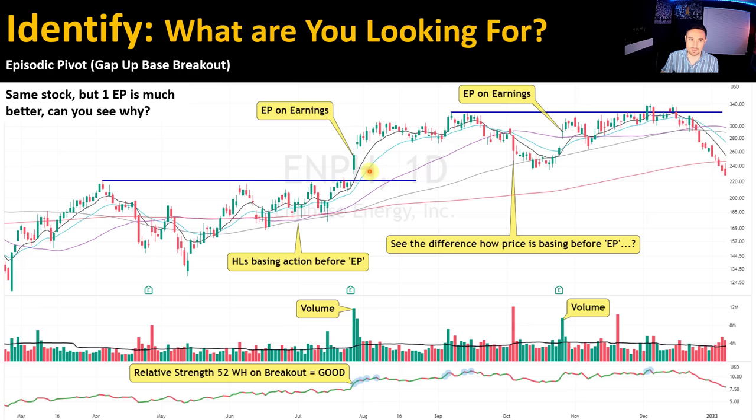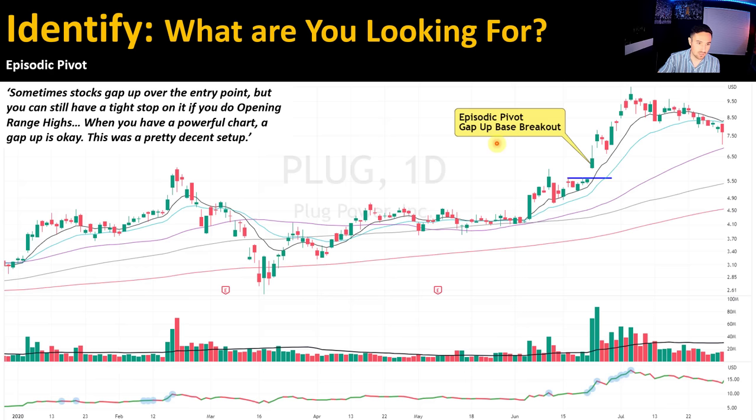So the best EPs you'll often find will gap above the base highs that they've been building and above all key moving averages. They won't gap up into declining moving averages and or a lot of overhead resistance, a lot of trap buyers. Hopefully that makes sense. We'll do some examples. It'll make sense.